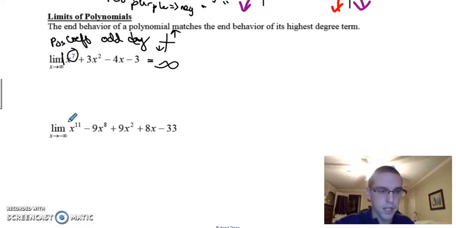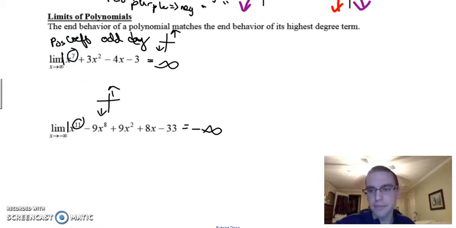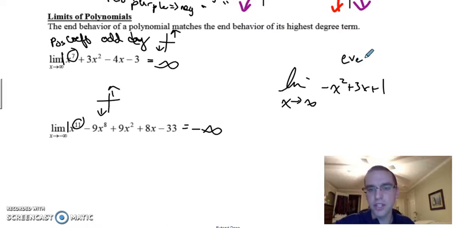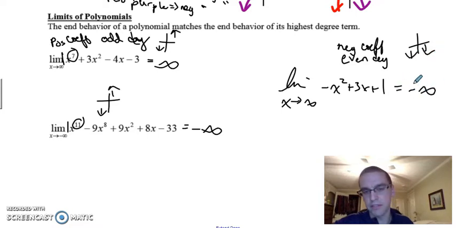With this one, again, positive coefficient, odd degree, same thing here. We're looking at negative infinity, so therefore we must be going to negative infinity here. Positive coefficients here, both odd. If I had given you something like negative x squared plus 3x plus 1, we know that it's an even degree, but a negative coefficient, and so therefore we know it would be down, down, so these are both negative infinity.